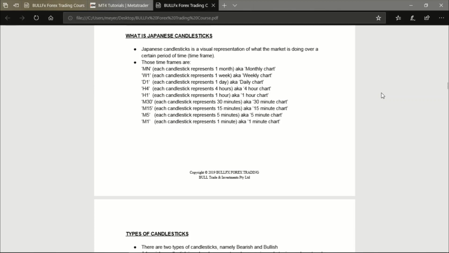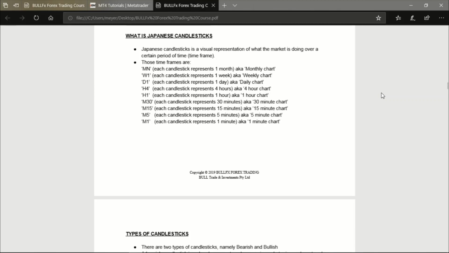So if it is a red candlestick, which shows a decrease in price, that means that for that month price has decreased. If it is a green candlestick, it would show that price went up during that month. Okay, we then have W1, which is the same explanation, but W1 would just be a weekly chart, where one candlestick would represent what happened over 1 week. D1 shows you what happens over 1 day, which is also known as a daily chart.